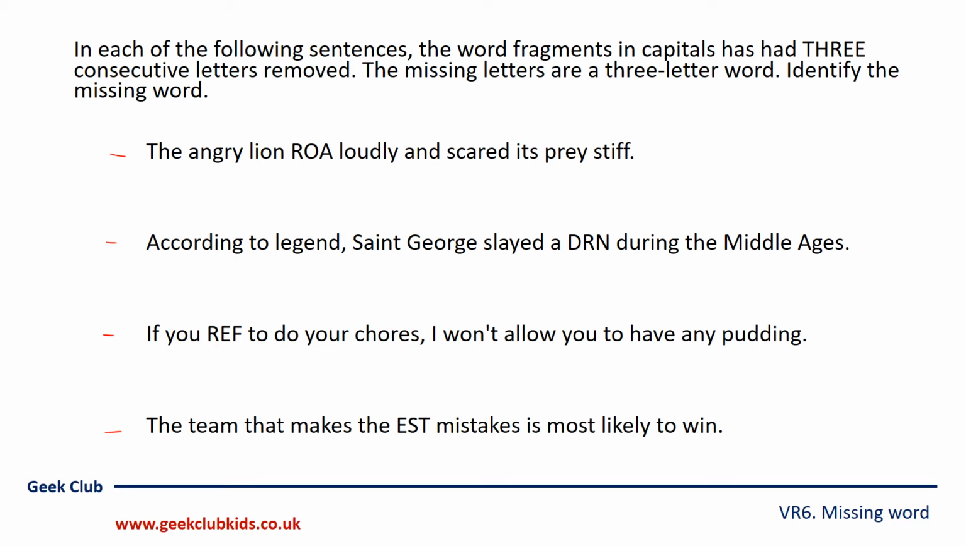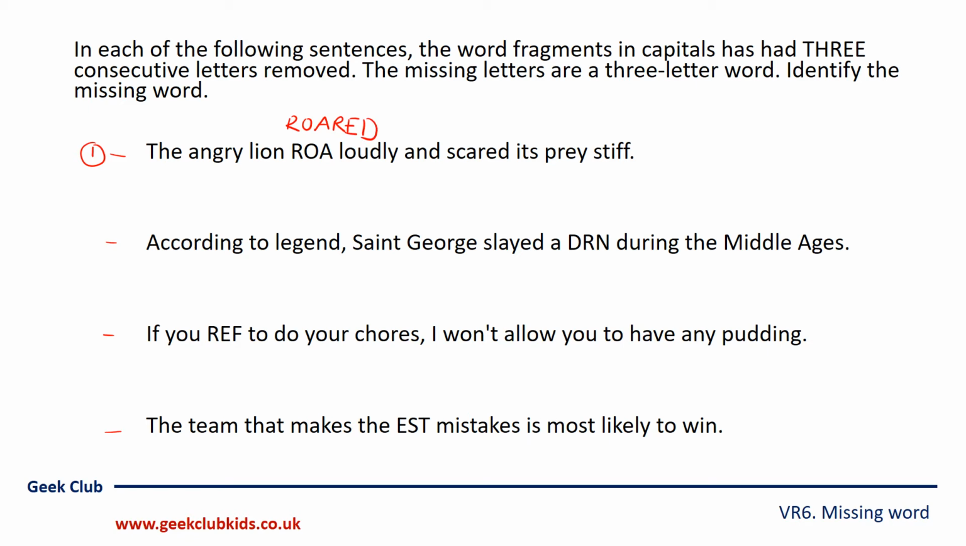Okay, let's have a look at the first one. The angry lion something loudly and scared its prey stiff. Okay, what could an angry lion do loudly? Well, it could shout or scream or jump up and down loudly. Well, we just need one word here. And you will probably notice that a lion would roar loudly. So the lion roared loudly would make sense. The angry lion roared loudly and scared its prey stiff.